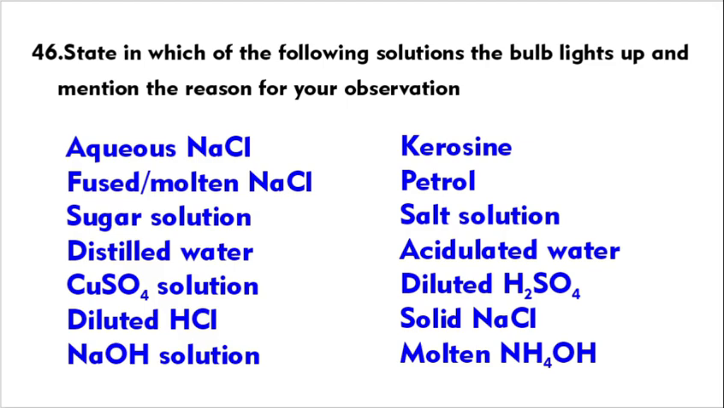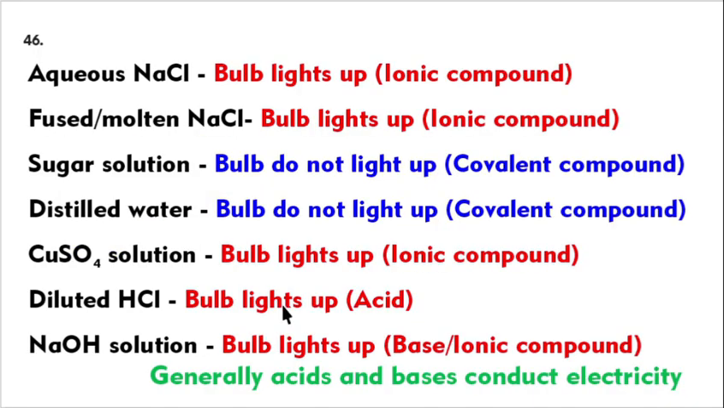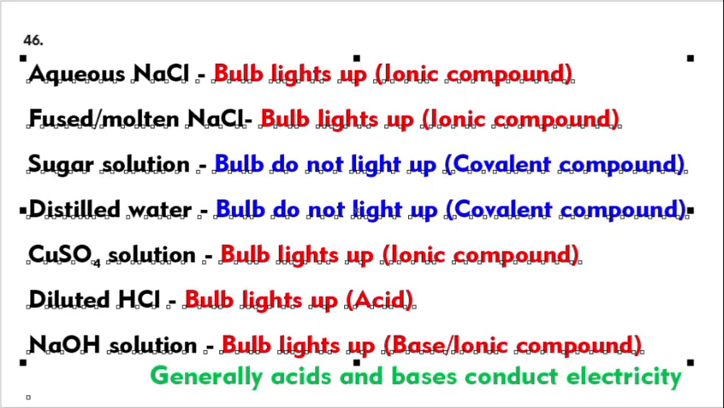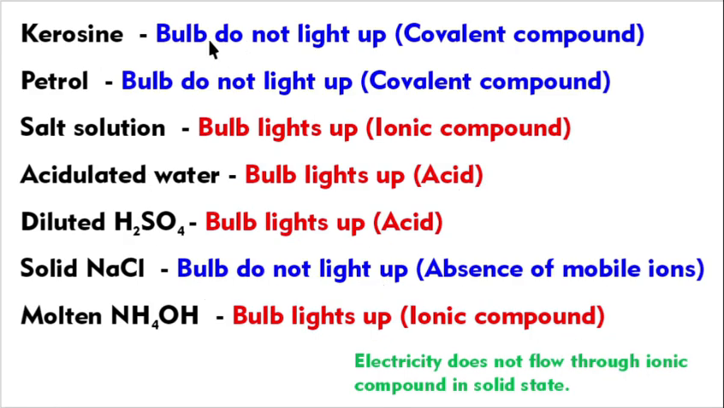Diluted HCl. HCl is a covalent compound, but remember, when the HCl is dissolved in water, they become acidic. But acids conduct electricity. So diluted HCl is an acid. Acids and bases generally conduct electricity. Kerosene, petrol, they are hydrocarbons. They are not polar and they do not conduct electricity. They are covalent compounds. Salt solution conducts, yes. But solid sodium chloride does not conduct. So try to answer this question with the reasons.